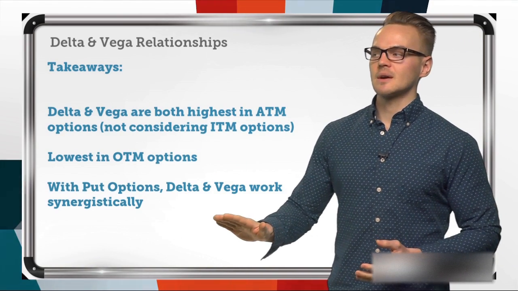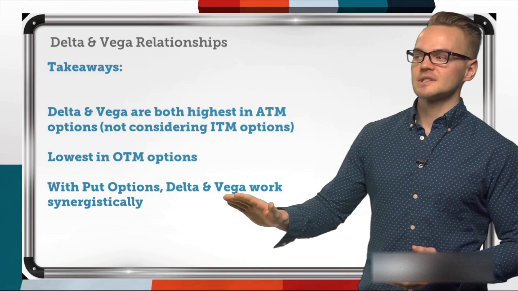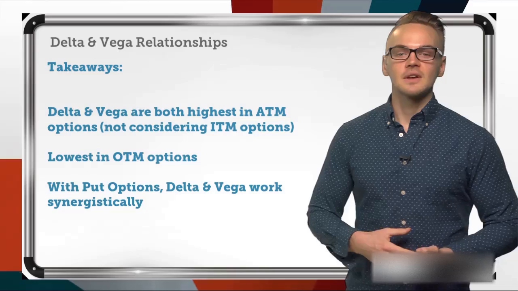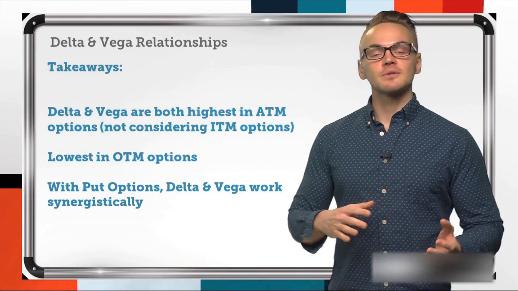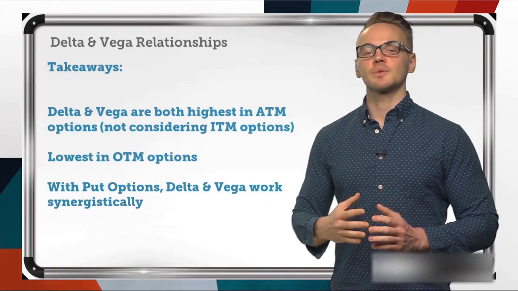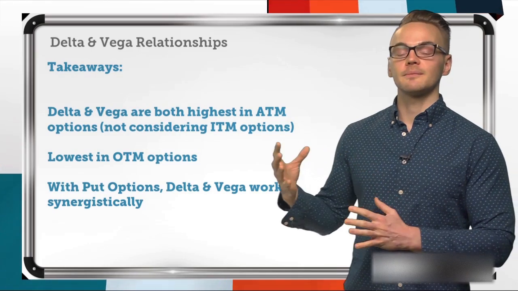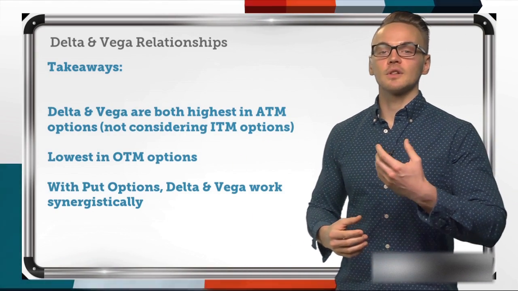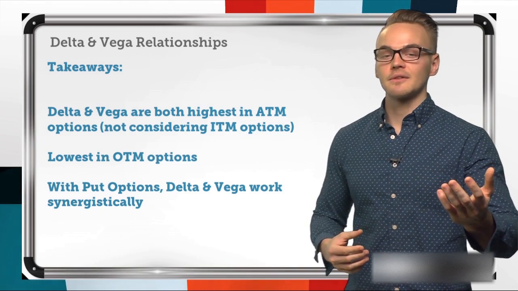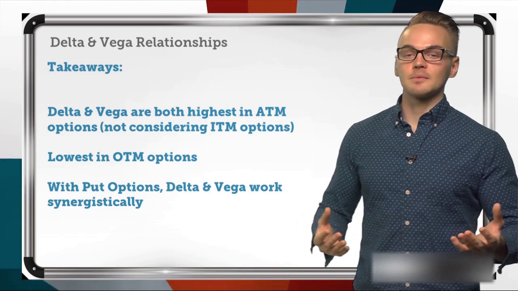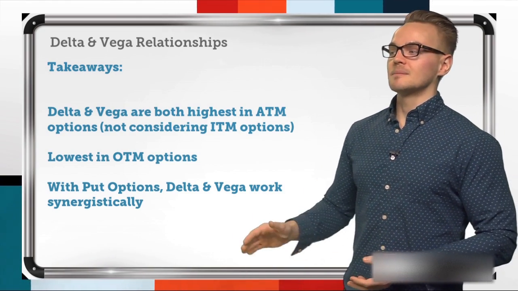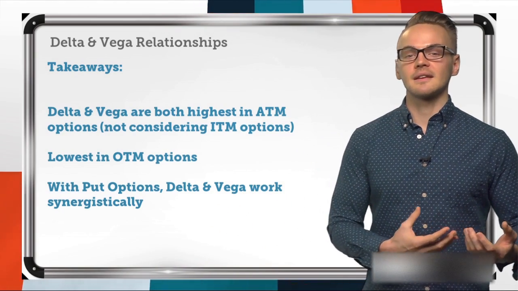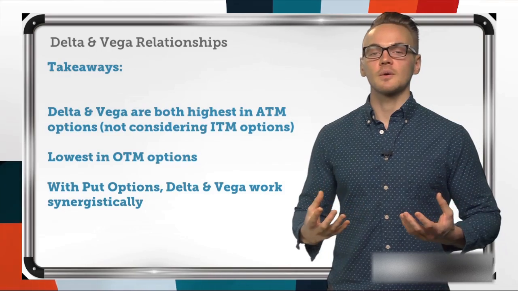But the coolest takeaway for me is this synergistic relationship between Delta and Vega when we're talking about put options. If I'm short a put, my directional assumption and Vega exposure should work hand in hand to make me profitable faster. That's also true for long puts. If I'm long a put or a long put diagonal spread, for example, my negative delta and positive Vega should both work hand in hand to make me profitable in the long run as well.